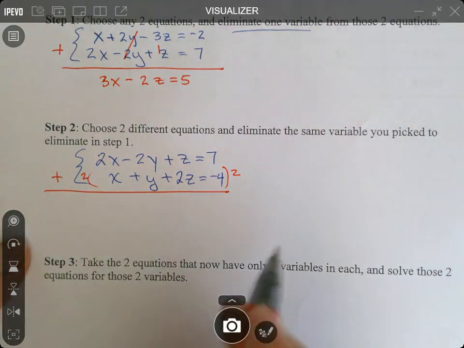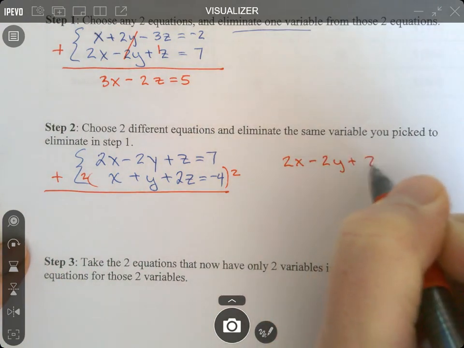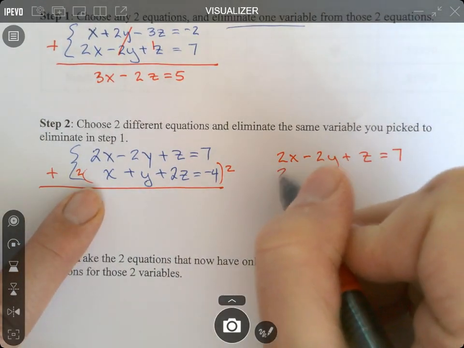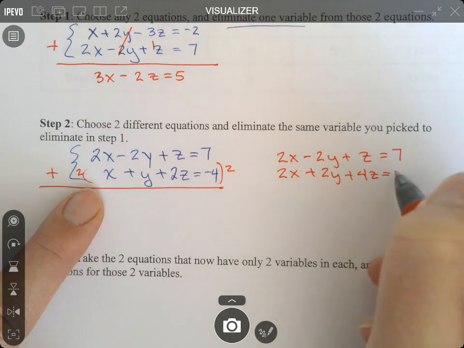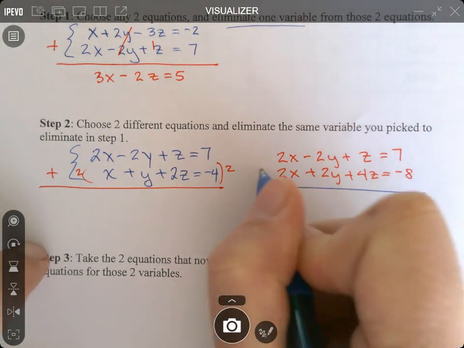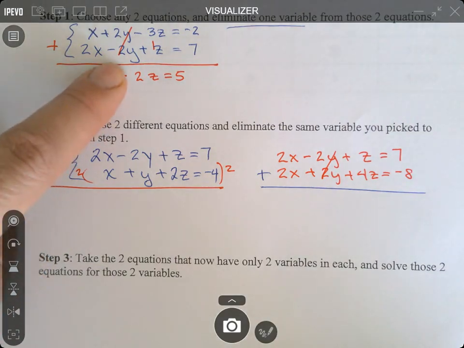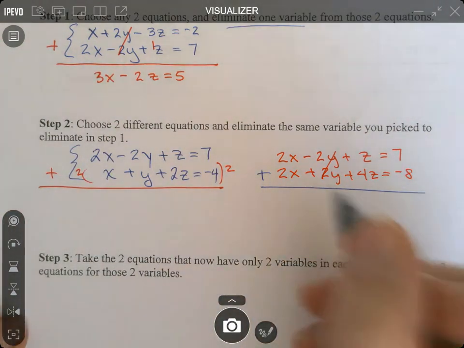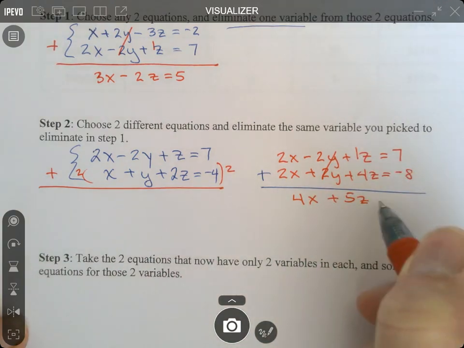Now, just for good measure, I'm going to rewrite both equations. I'm going to rewrite the first one. Again, you can skip some of the extra writing. I'm doing it to make sure we see it. And then I'm going to double everything by multiplying it by 2 here. Don't forget that you have to multiply everything on both sides. Okay, now, if I add, our goal was to cancel out y. Whatever we chose to cancel out in the first 2, we are going to cancel that same variable. So we're only left with 2 variables. So I'm left with 4x plus 5z, don't forget there's a 1 there, equals negative 1.